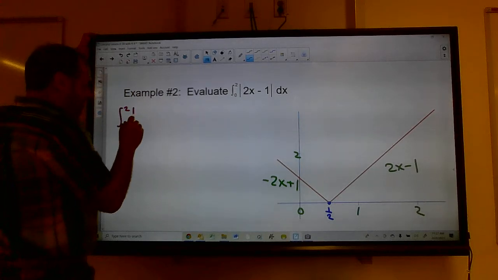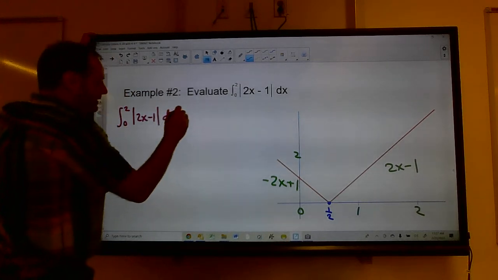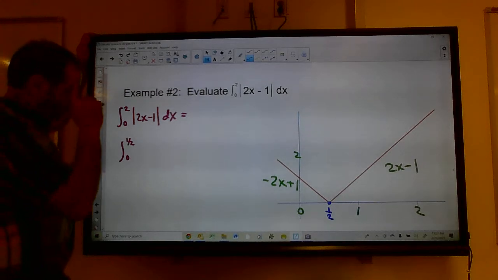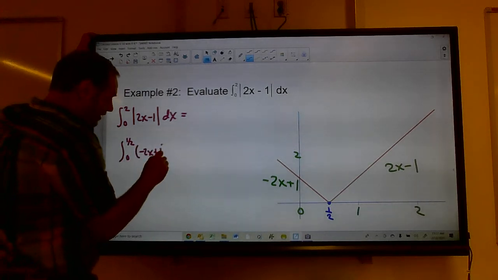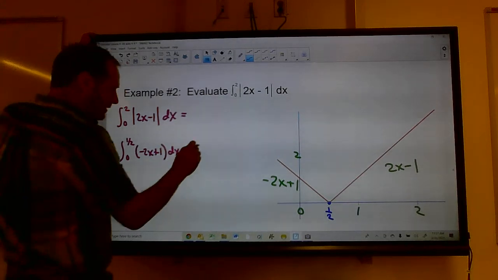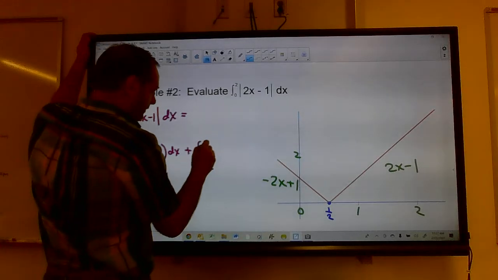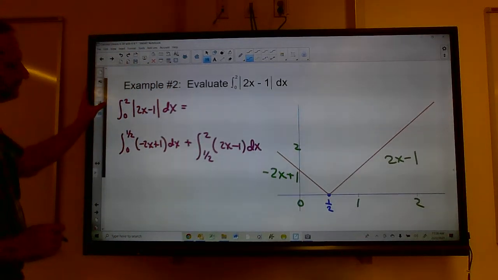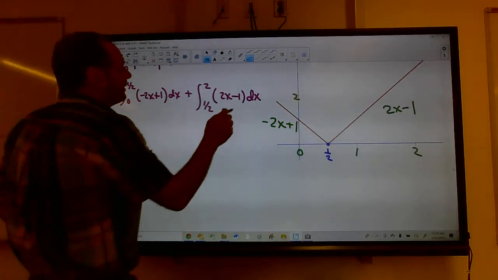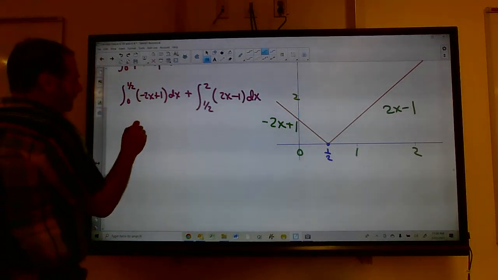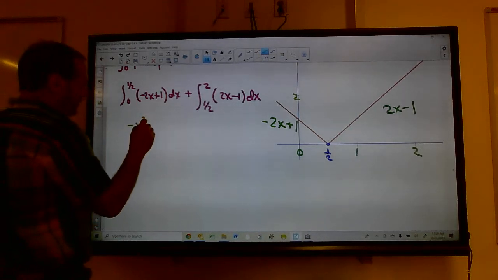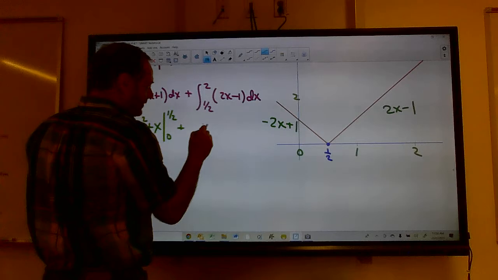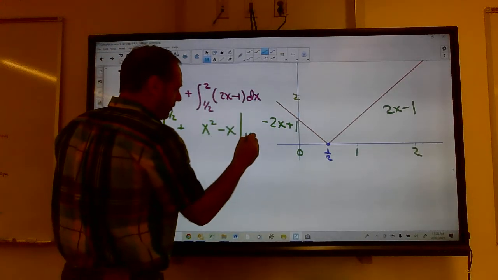Okay, so I'm going to make this the integral from 0 to 2 of the absolute value of 2x minus 1 dx equal to the integral from 0 to 1/2 of negative 2x plus 1 dx, plus the integral from 1/2 to 2 of 2x minus 1 dx. All right, so let's integrate these things. So this is going to be negative x squared plus x, evaluated from 0 to 1/2. This is going to be x squared minus x, evaluated from 1/2 to 2.